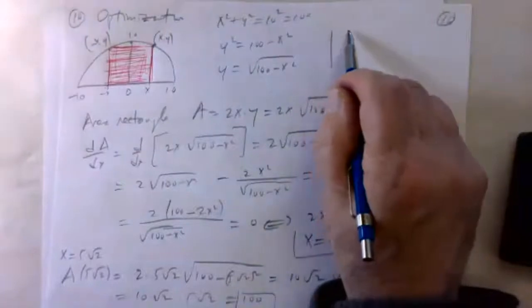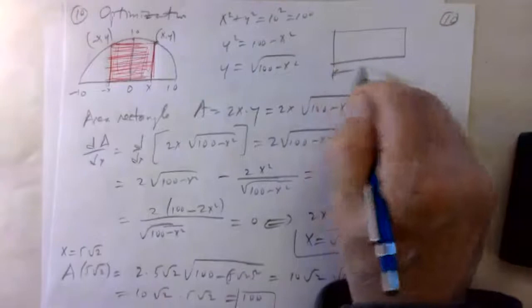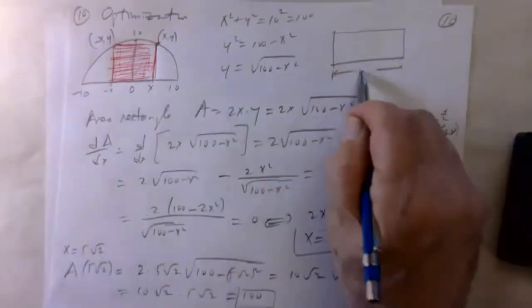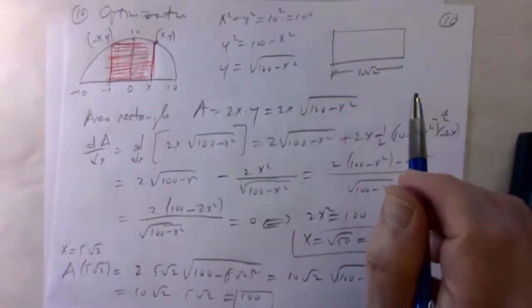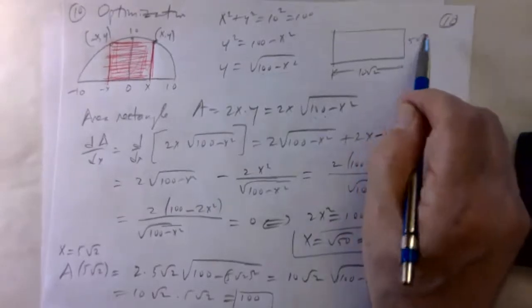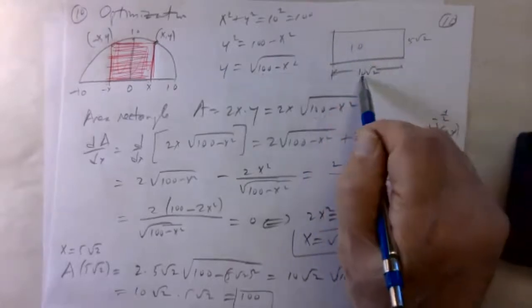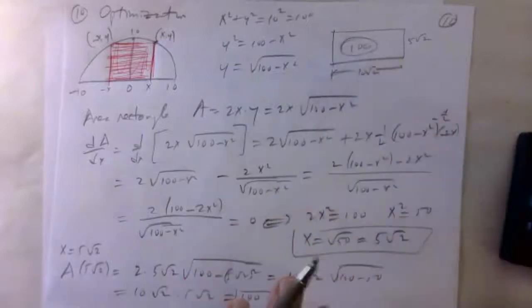Let's see. From here to here is 10 root 2. Y is 5 root 2. 5 times 10 times 2 is 100. That's the area.